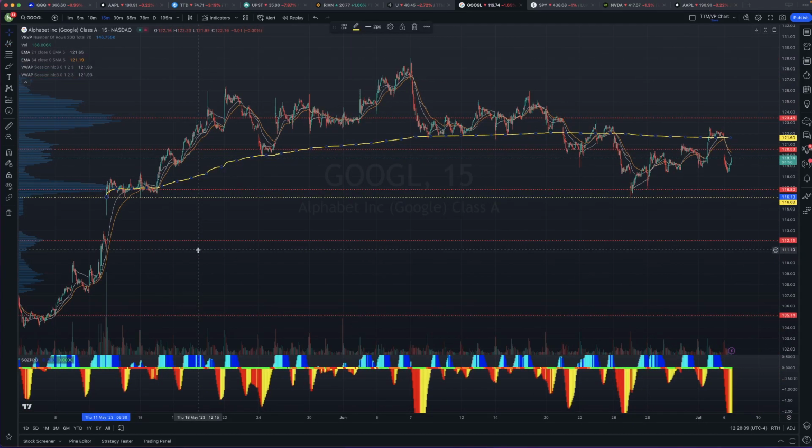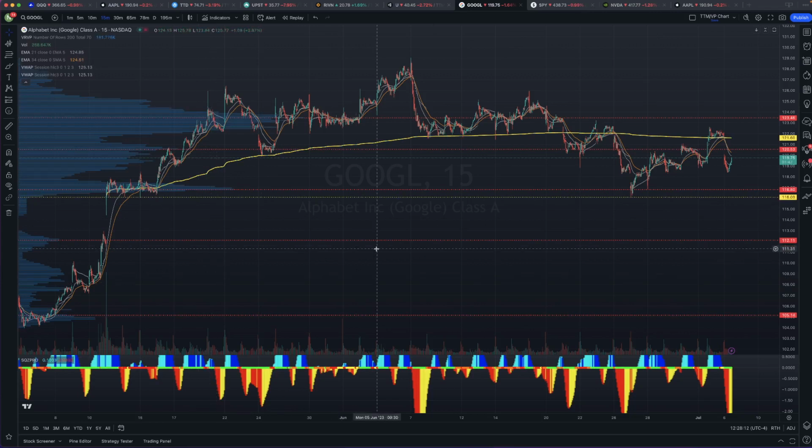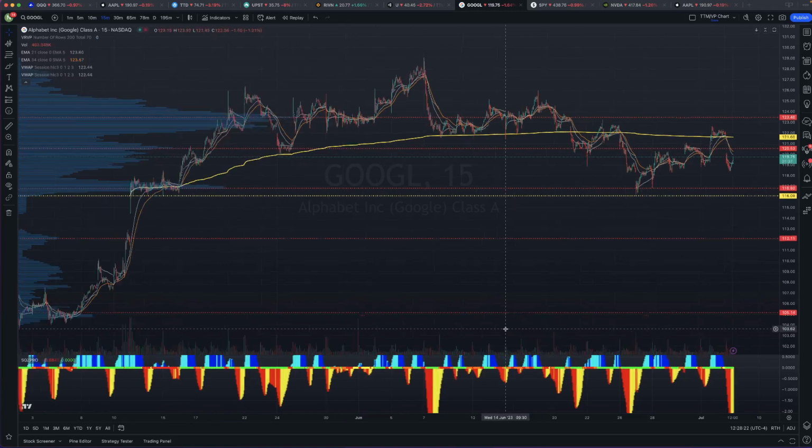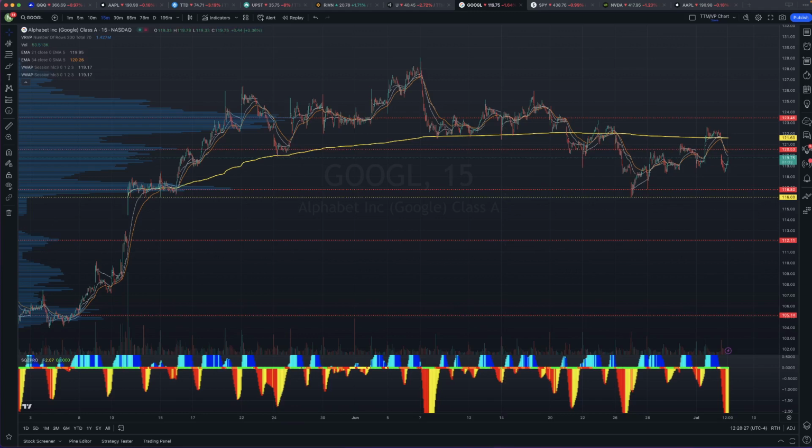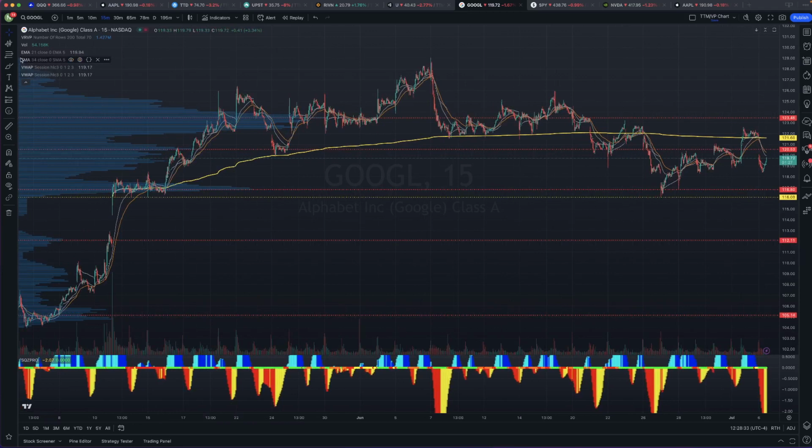So this is a great example of how well anchored VWAP works. This is what? 1, 2, 3, 4, 5, 6. How many days worth of trading? I don't know, 10 days worth of trading? Somewhere around there, right? And look at how many times anchored VWAP has acted as convincing support. 1, 2, 3, 4, and then we broke through it.